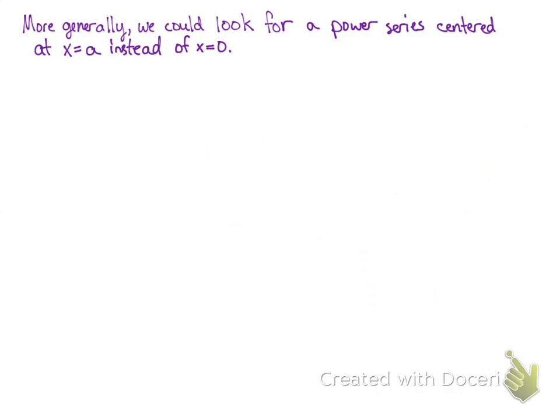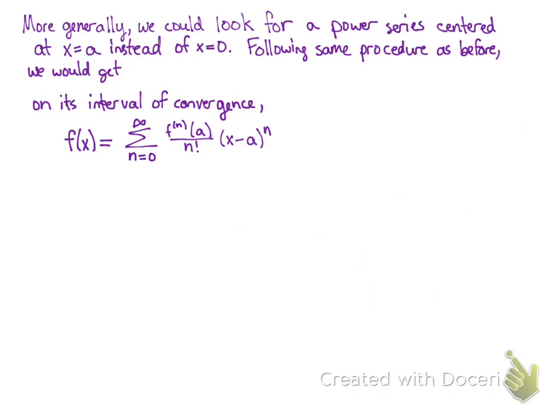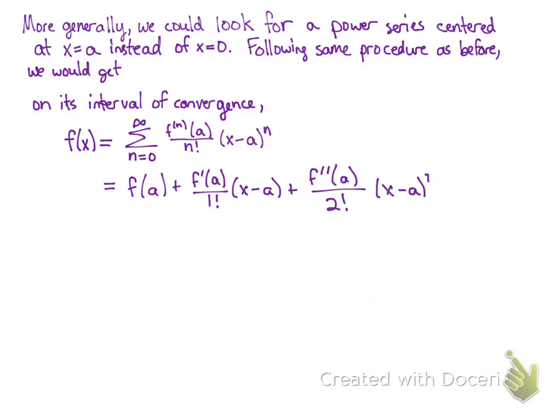We can generalize this. Instead of centering our power series at 0, we could center it anywhere. So center at x equals a instead of x equals 0. We can use the same ideas, follow the same procedure, just plug in some x equals a's instead of x equals 0. And we get, on the interval of convergence, the function is equal to this power series centered at x equals a. The same sort of formula for coefficients, only instead of plugging in 0, we're plugging in a. So it looks like f of a plus f prime of a over 1 times x minus a plus f double prime of a over 2 factorial times x minus a squared, and so on.